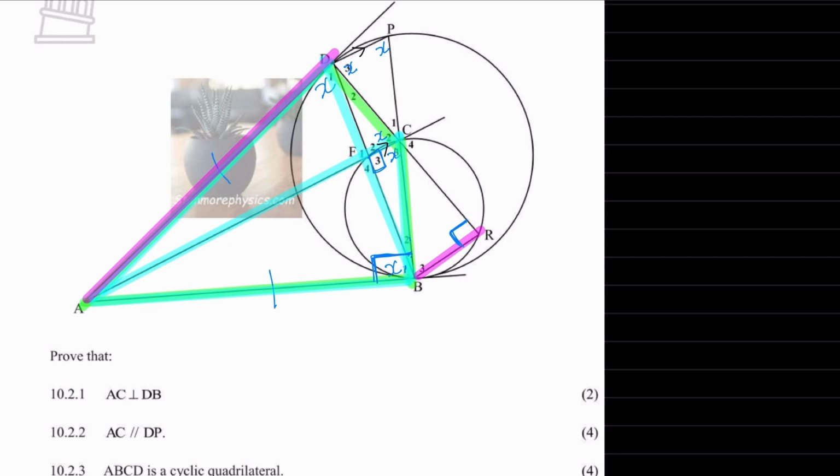And next point, since ABCD is a cyclic quad, opposite angles in a cyclic quad are supplementary, meaning they add up to 180. So it means that this angle right here must be 90 degrees as well. And now we've shown that this right here would make them parallel since you have co-interior angles.